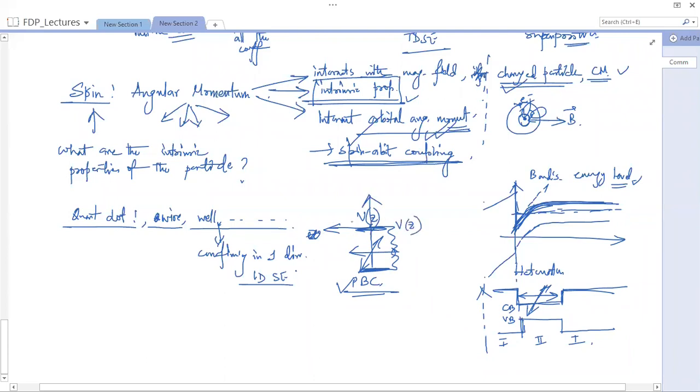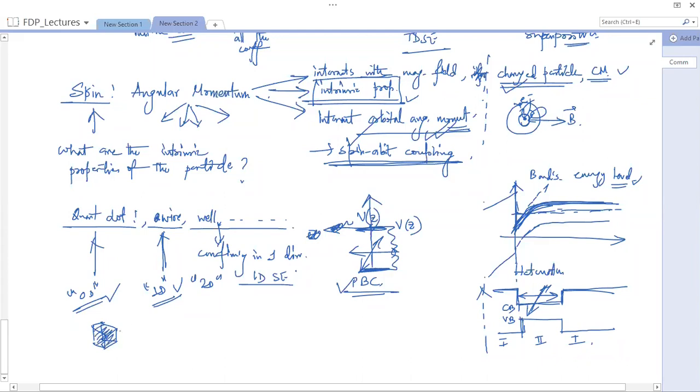Are there any experimental studies? Yes, there are lots of experimental studies on quantum dots, quantum wells, and quantum wires. This is a 2D system, this is a 1D system, free to move in only one direction, and this is a 0D system. It's not free to move in any direction. You have confined everything to a kind of box, a particle in a box.